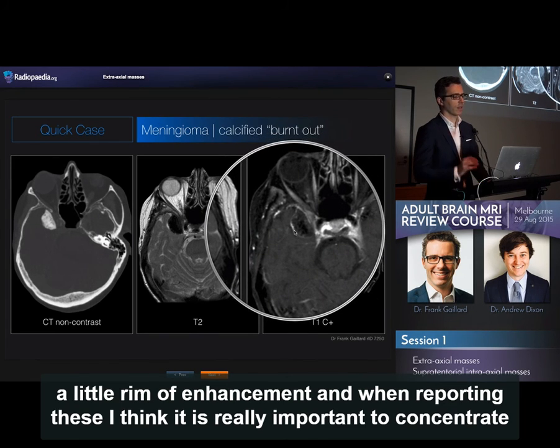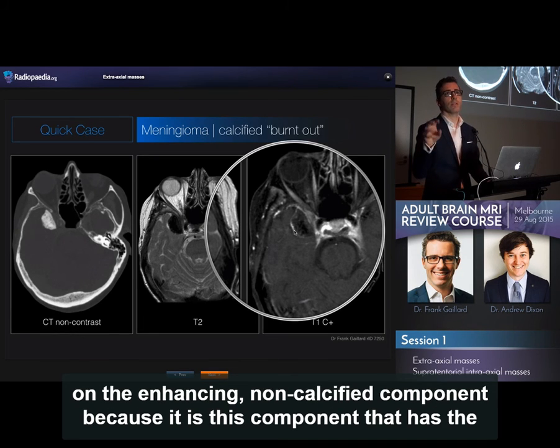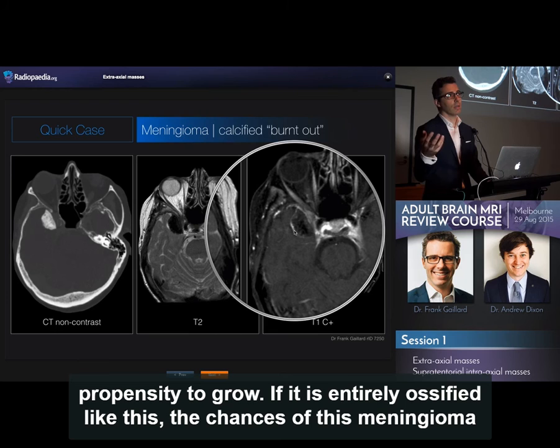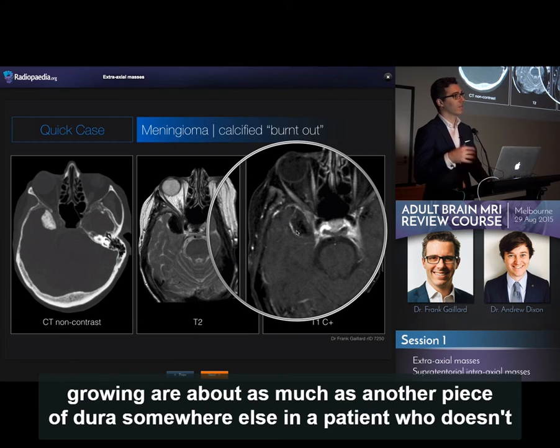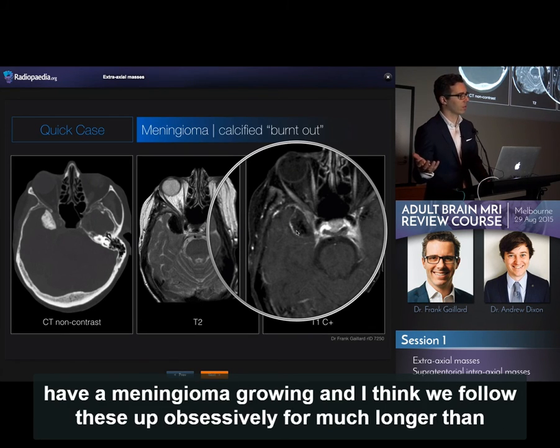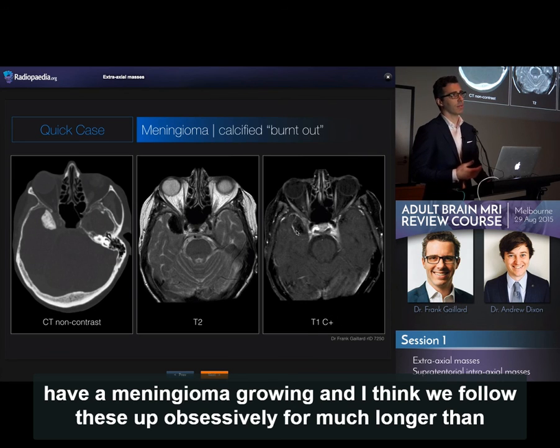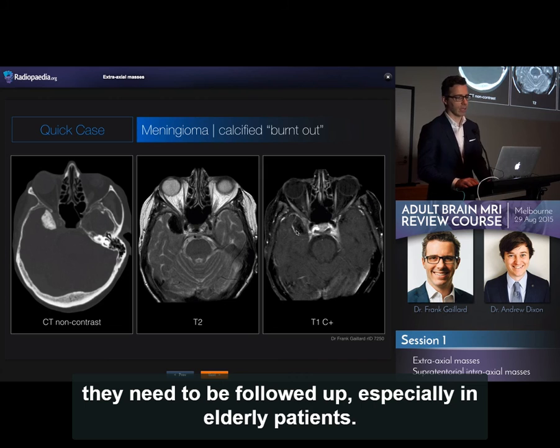And when reporting these, I think it's really important to concentrate on the enhancing non-calcified component, because it's this component that has the propensity to grow. If it's entirely ossified like this, the chances of this meningioma growing are about as much as another piece of dura somewhere else in a patient who doesn't have a meningioma growing. And I think we follow these up obsessively for much longer than they need to be followed up, especially in elderly patients.